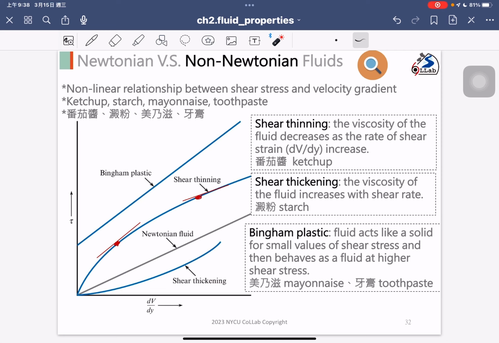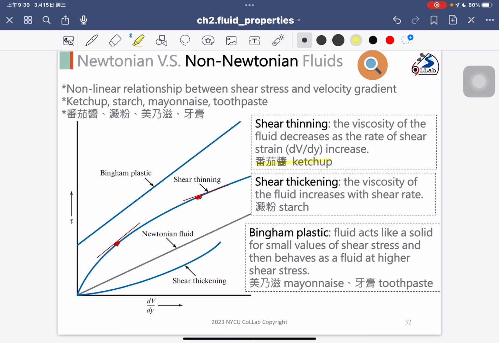So I just highlight one, ketchup. It's related to the type of shear thinning. If we remember the ketchup, you mix it with water, and the ketchup will flow, right? If you don't mix it with water, it just stands on the table, the ketchup doesn't move. So that's why you mix the water with the ketchup, and the velocity gradient will increase, and result in the dynamic viscosity decreasing. So the fluid will be much easier to flow.